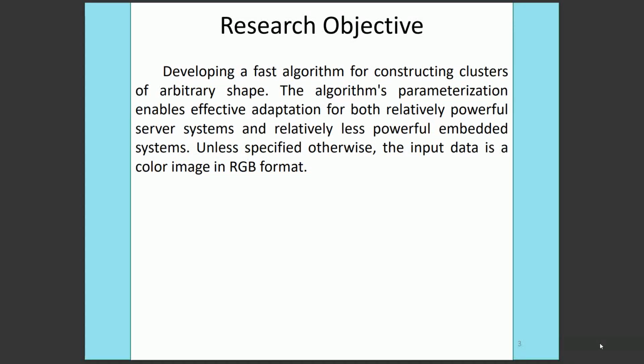The parameterization of the algorithm makes it possible to effectively adapt it to both relatively powerful server systems and relatively less powerful embedded systems. Unless otherwise stated, the input data is a color image in RGB format.